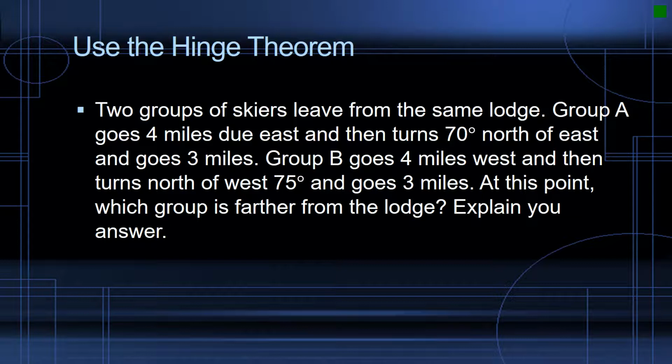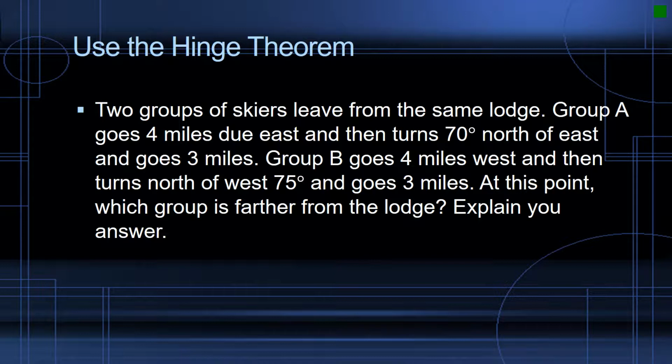All right, well, two groups of skiers leave from the same lodge. Group A goes 4 miles due east and then turns 70 degrees north of east and goes 3 miles. Group B goes 4 miles west and then turns north of west 75 degrees and goes 3 miles. At this point, which group is farther from the lodge? Explain your answer. Well, I'm going to need to sketch this out.